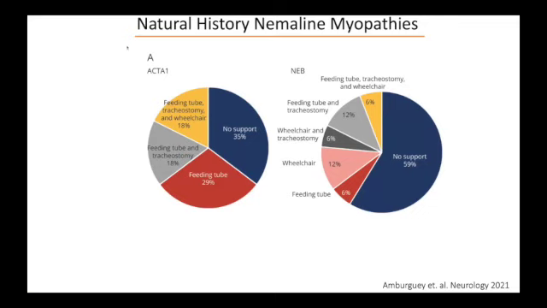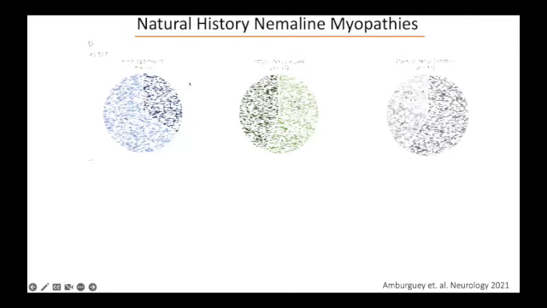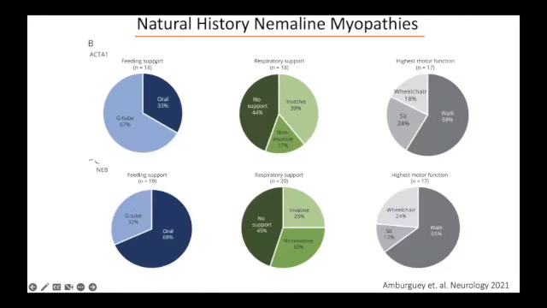And in terms of the severity of ACTA1 and NEB, as you can see, patients with Nemaline tend to be less severe than with ACTA1, and I'm saying tend because it depends on which misspelling you have in the gene, or what abnormality you have in the gene, but it tends to be less involved in NEB than ACTA1. This is another comparison related to what we call feeding, respiratory support, and eventually the highest motor function.